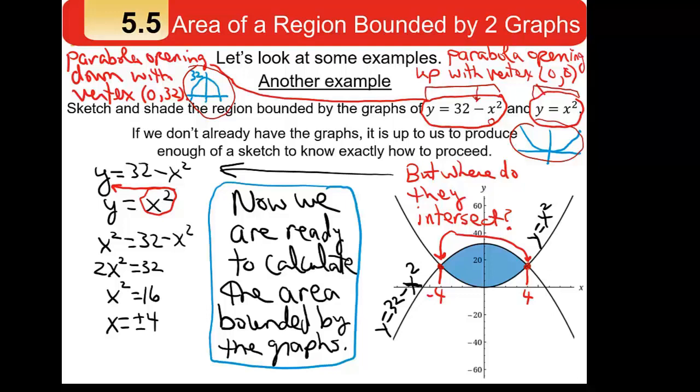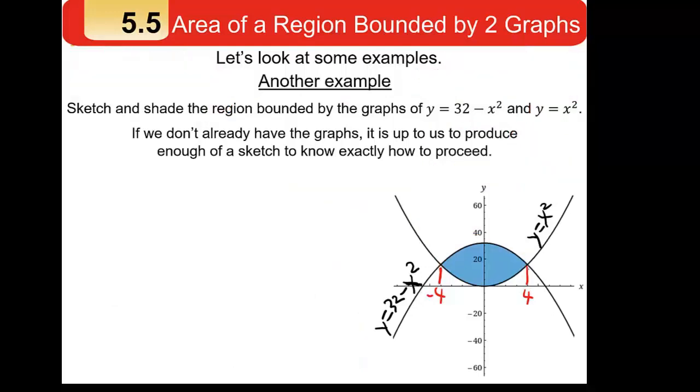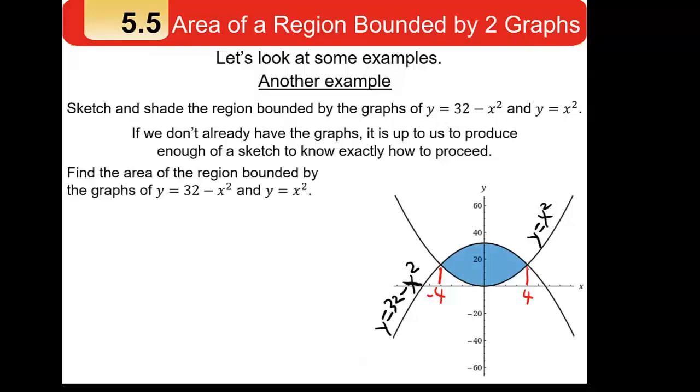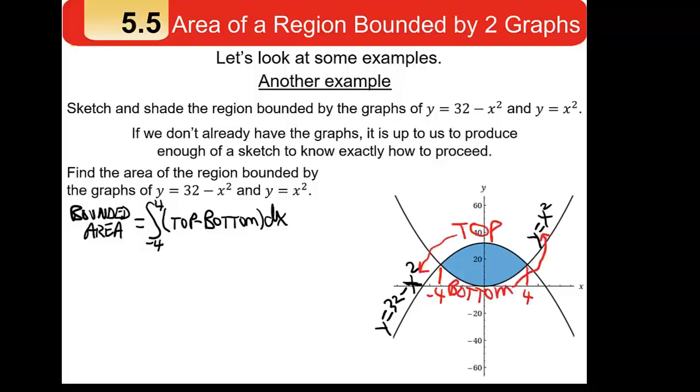So now we're ready to integrate, because we can see that one curve is always on top between minus 4 and 4, and that happens to be the curve y equals 32 minus x squared. So we should be able to do this now, fairly straightforward. The bounded area, that shaded area, is top minus bottom between minus 4 and 4. It always has the same one on top, and in this case it happens to be 32 minus x squared. So I take 32 minus x squared, which is the top one, minus x squared, which is the bottom one, and that becomes the integrand, and I'm integrating from minus 4 to 4.